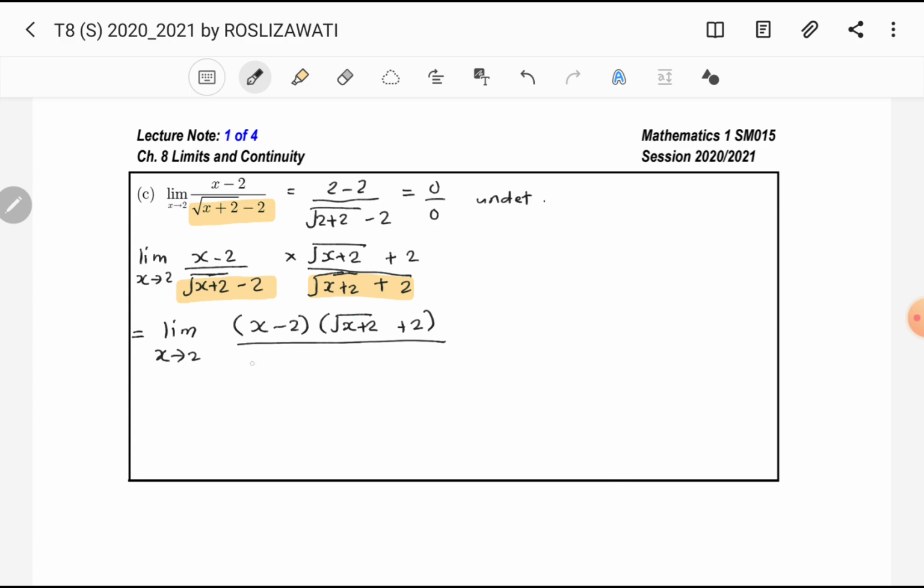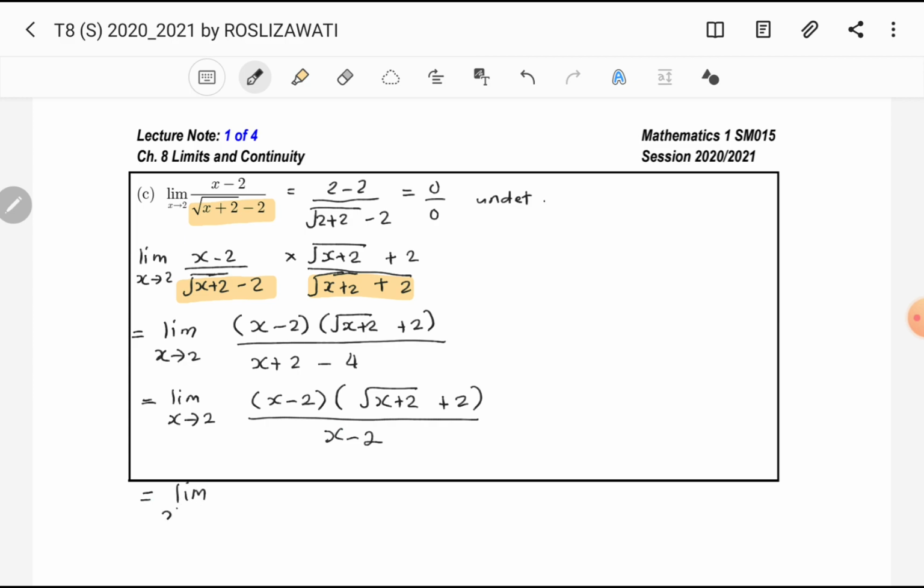So, kita akan dapat x plus 2 minus 4. Okay. So, we simplify. Limit x approaches 2. x minus 2, root x plus 2 divide by x minus 2. We simplify one more time. Limit x approaches 2, root x plus 2.